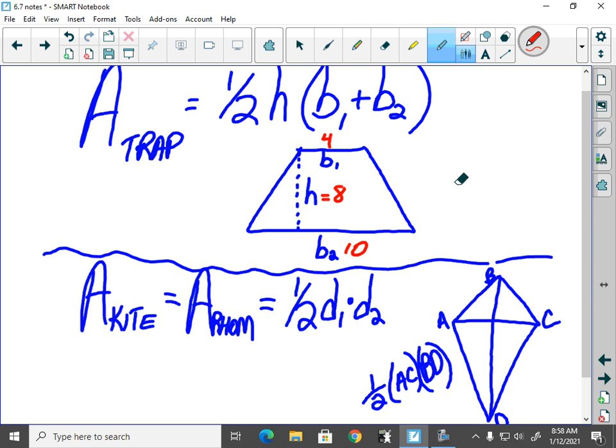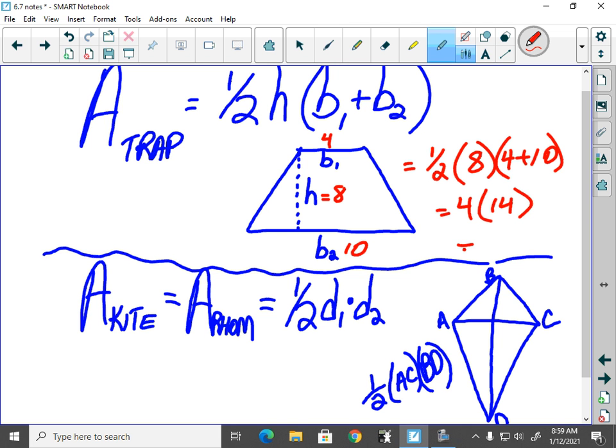So to find the area of this trapezoid, I'm going to do half of 8, and I'm going to put that in parentheses. And then in the other parenthesis, I'm going to do 4 plus 10. Okay? So half of 8 is 4, and 4 plus 10 is 14. And everybody knows that that's 56.